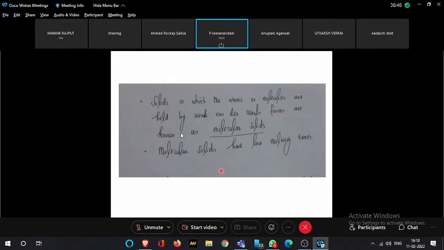If you take iodine, it has a very, very low melting point actually, because the forces are not very strong. On the other hand, sodium chloride is an ionic solid, and you'll find the melting point, all of you know, is very, very high.